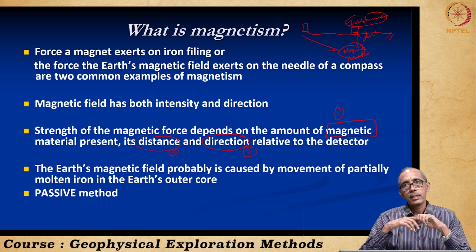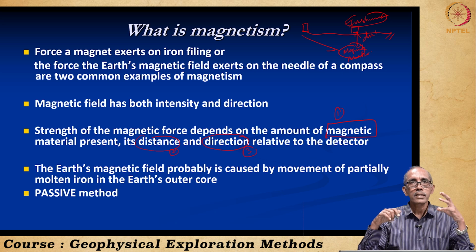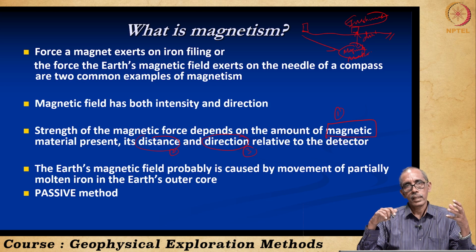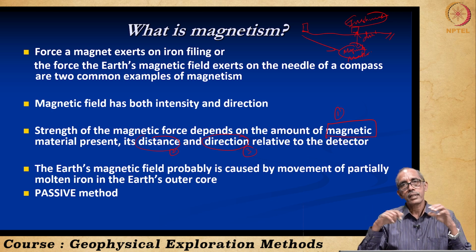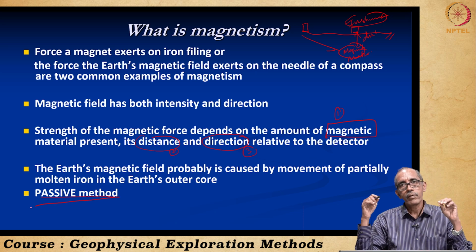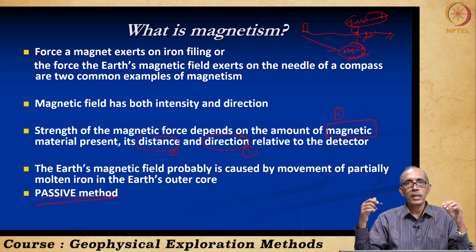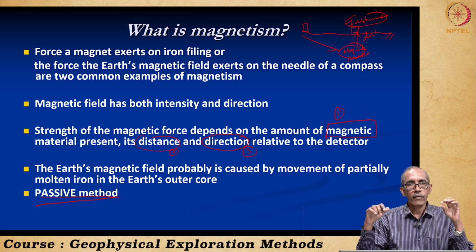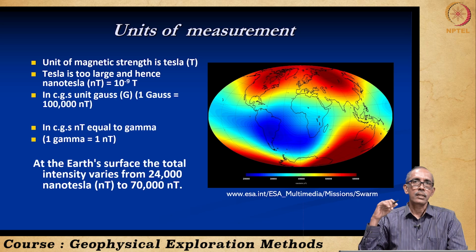Earth's magnetic field is caused by the movement of partially molten iron in the core of the earth, especially in the outer core. That is what creates the Earth's magnetic field. Since we are going to measure the naturally present Earth's magnetic field, this method is a passive method. In an active method, we send some signals and study the response, whereas here we do not transmit any signals, we just measure the natural magnetic field. So, it is a passive method.